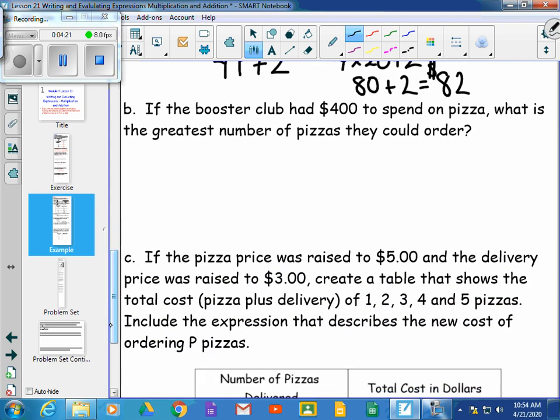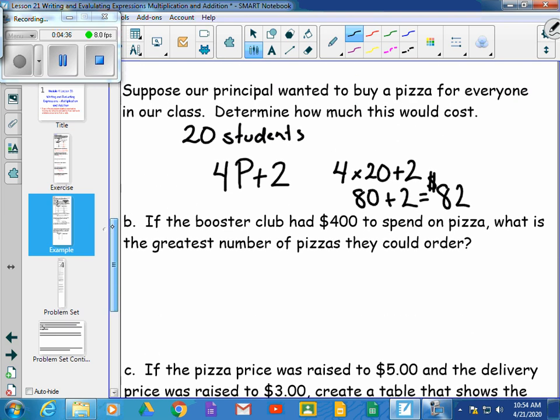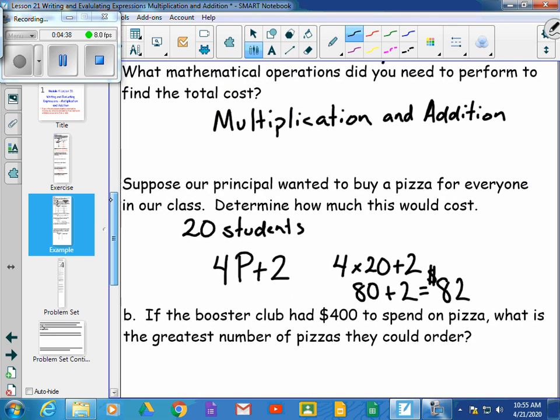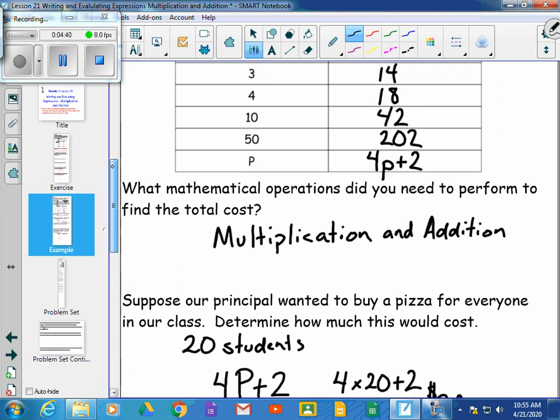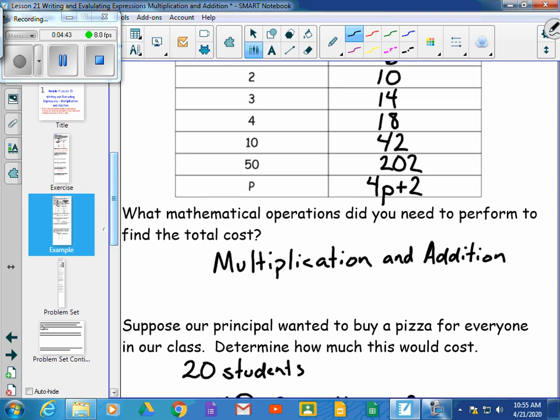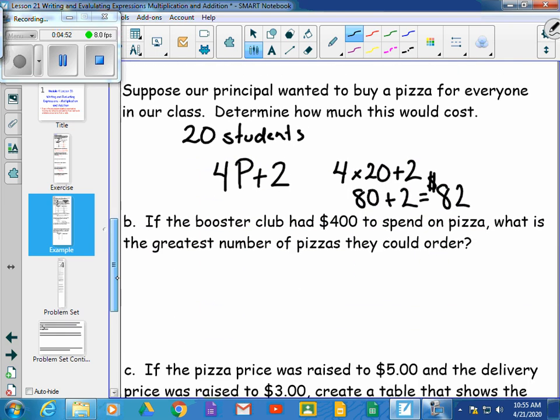Now the next question says, and this is on the next page, if the Booster Club had $400 to spend on pizza, what is the greatest number of pizzas they could order? The method that I recommend here is guess and check. Guess and check is a great problem solving strategy. Okay, if we look back at what we had before, we can only spend $400. 50 of them gave us about $200. So what if we doubled that and said 100?